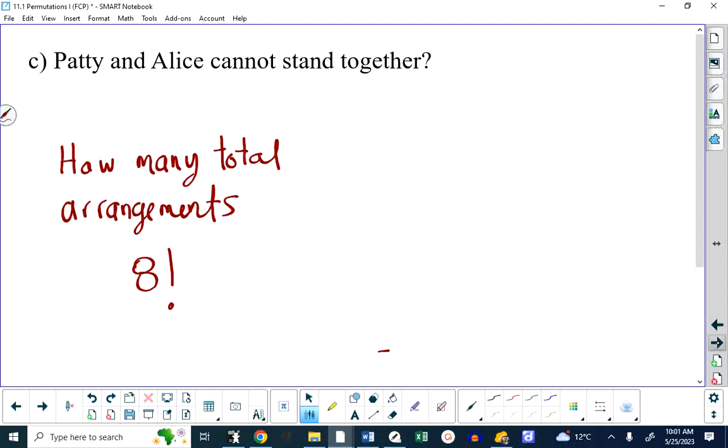Forget about who's best friends with who. Forget about who hates who. And apparently Patty and Alice can't stand each other. If you put them next to each other, there's going to be trouble. Okay? Doesn't matter. Whatever that is, and I don't care what it is, that's the number of ways that they can be arranged. Let's figure out now the number with Patty and Alice together.